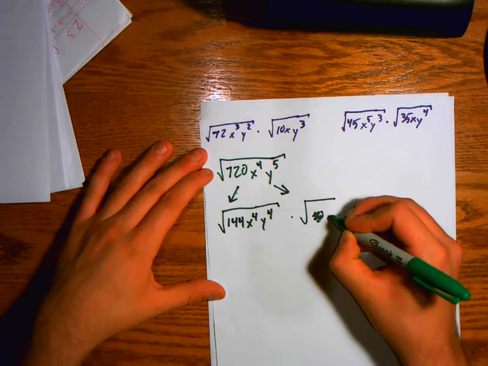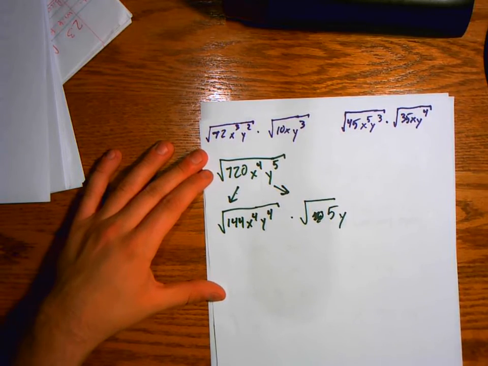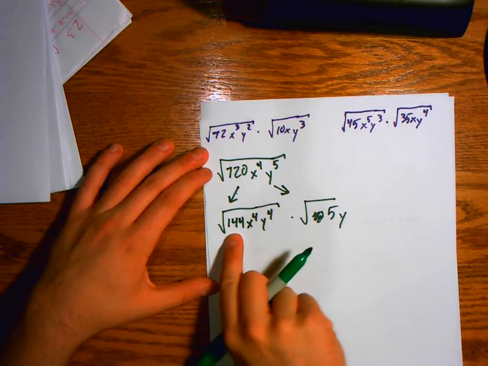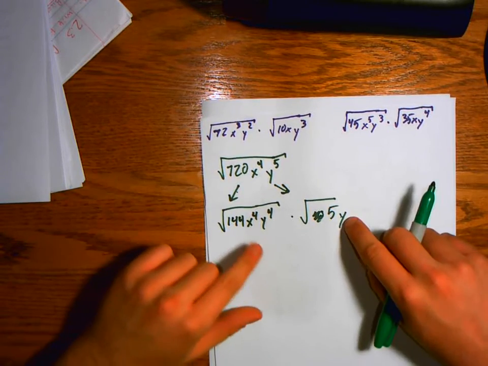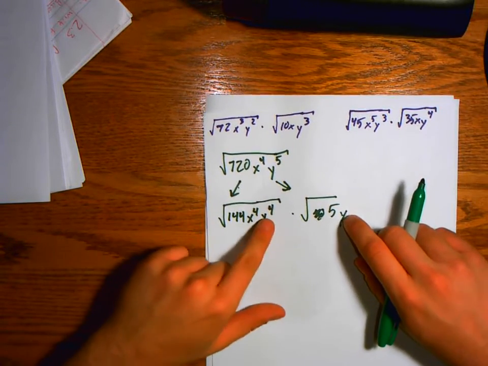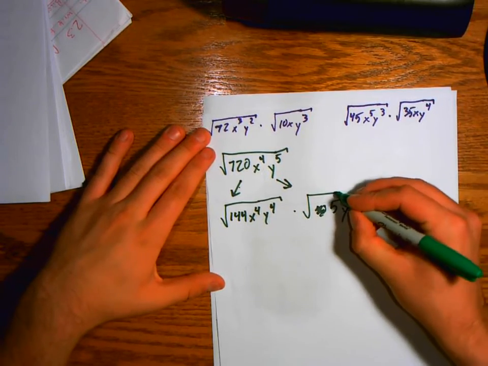5y, not 10. 144 times y is 720. And then we have 4 x's that are all here. 4 plus 1y is 5y.